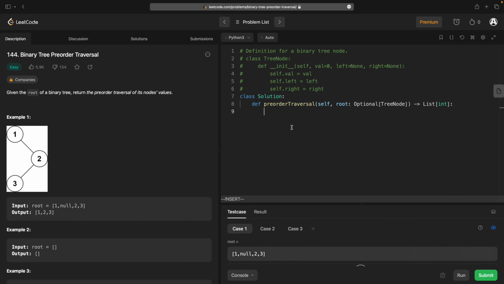So traversals almost always take the same shape. If root is none, return. Then we want to do some processing on the root. And we want to do a pre-order traversal on the left. And then we want to do a pre-order traversal on the right.